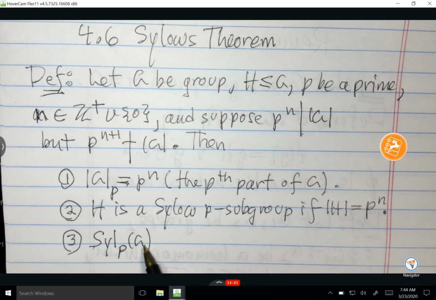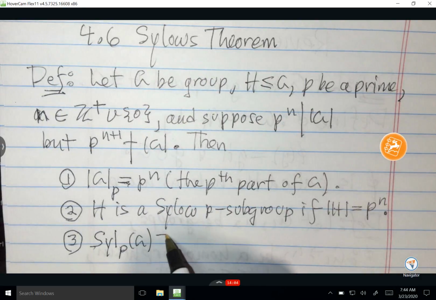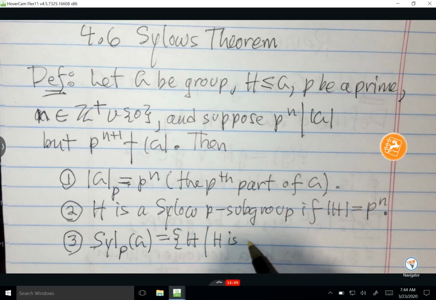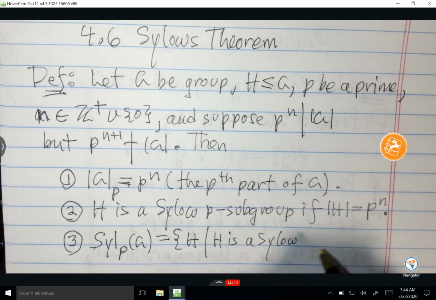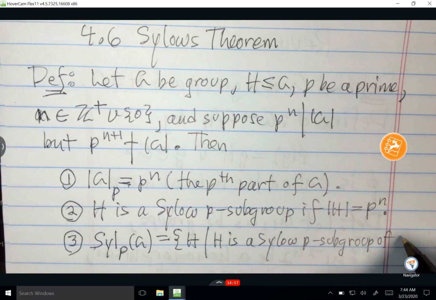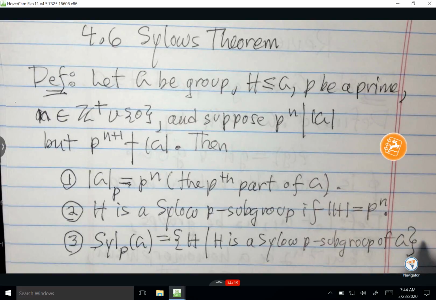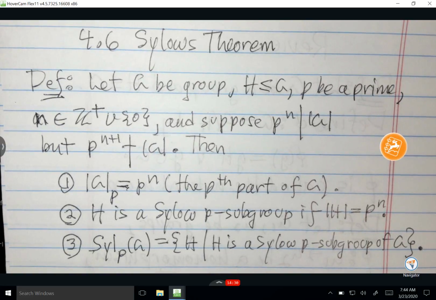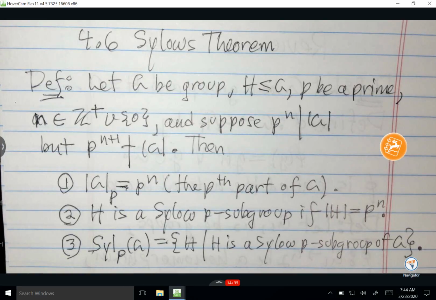So let's write it mathematically now in set builder notation. So that would be equal to the set of H such that H is a Sylow p-subgroup of G. Put a little period there. And that is the definitions. Okay? Now, of course, we're going to be acting on this set. You can bet your bottom dollar. Okay? In various ways. Okay, so let's look at an example.